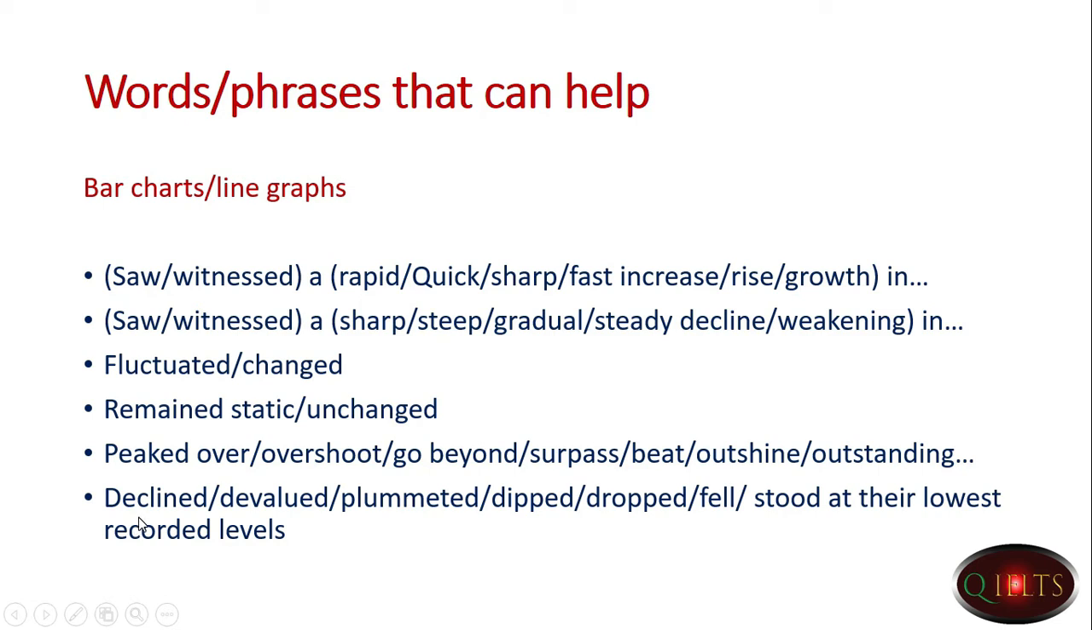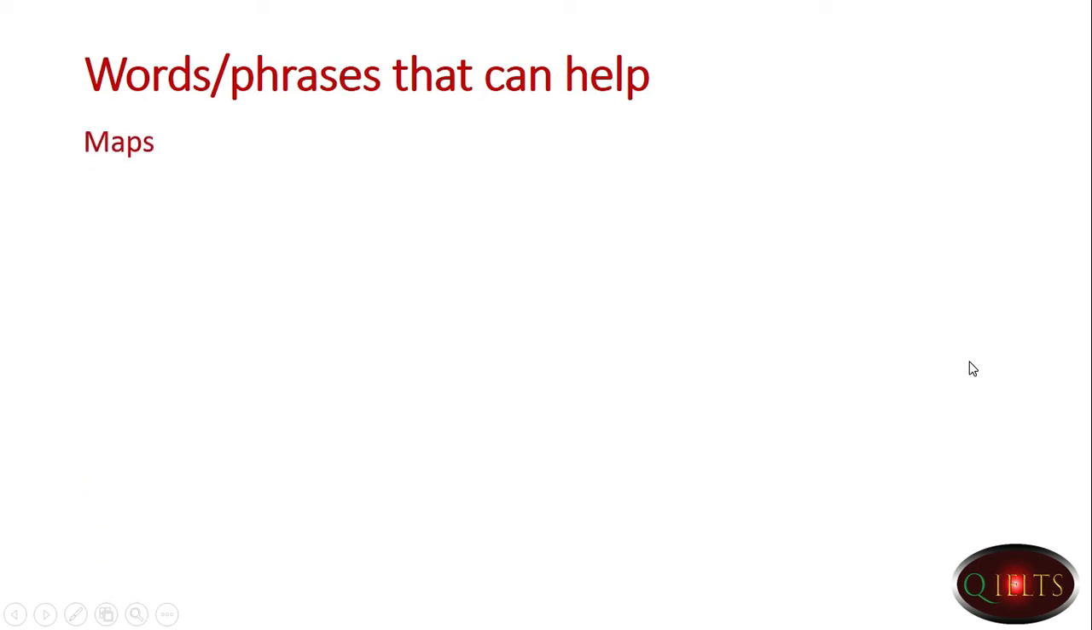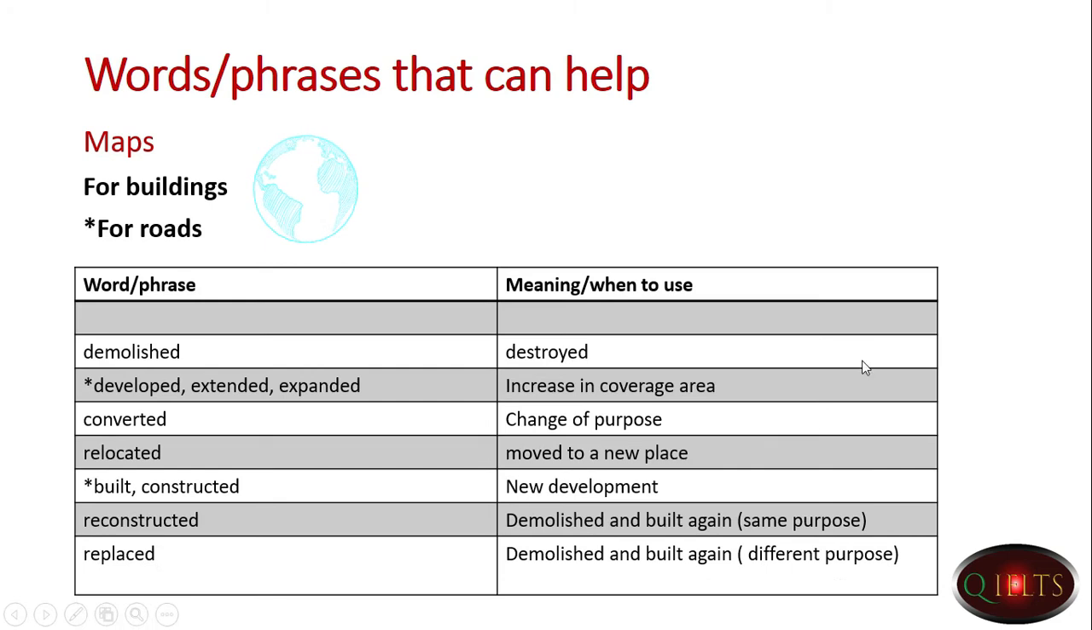Then you have other words like declined, devalued, plummeted, dipped, dropped, fell, stood at their lowest recorded levels. Then for the maps, you have certain words that can help you. In the maps, you will either be required to describe buildings or roads or both of them. So here are some words that can be used for buildings. The words with the asterisk sign are also used for roads, and these are the meanings of these words.